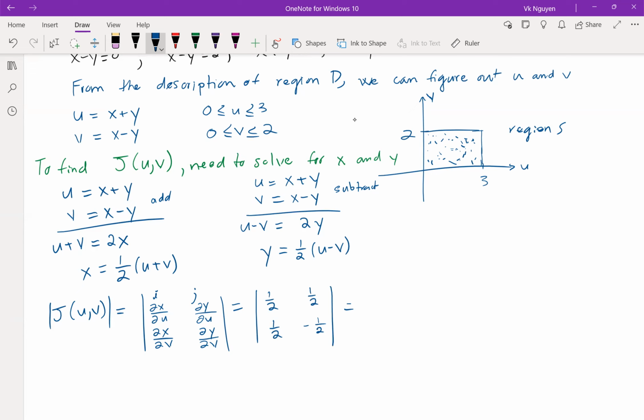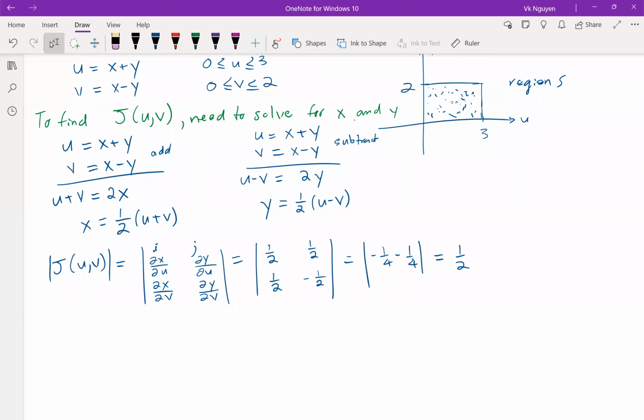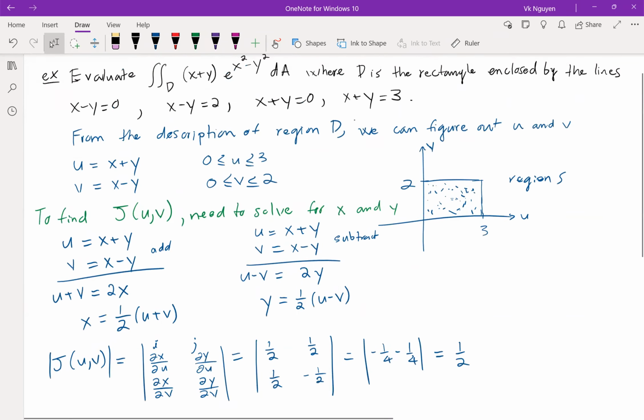So we have a minus, minus 1/4 minus 1/4. You need the absolute value here, or else you're not going to get a positive answer. So it's going to be negative 1/2, so it's 1/2. Next step, we can do a conversion now.